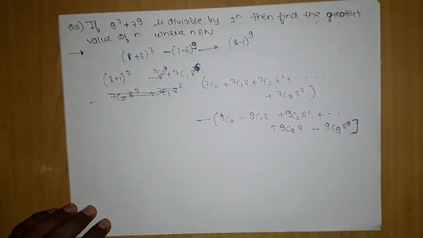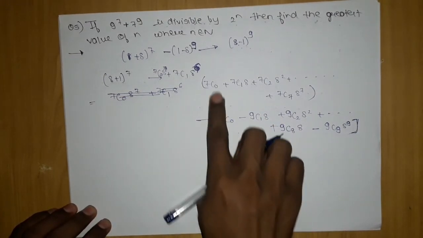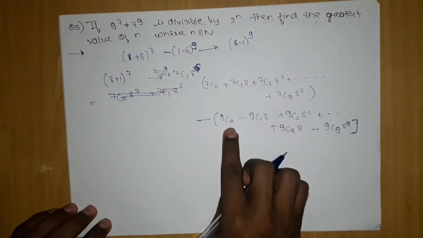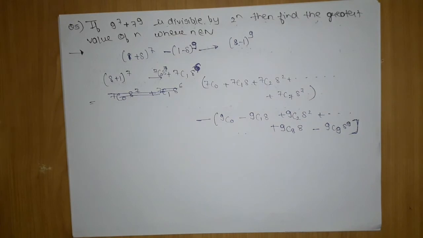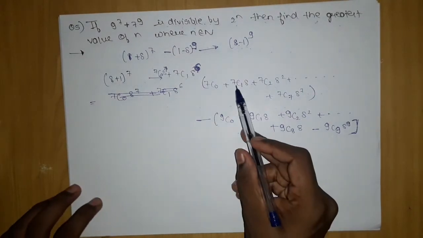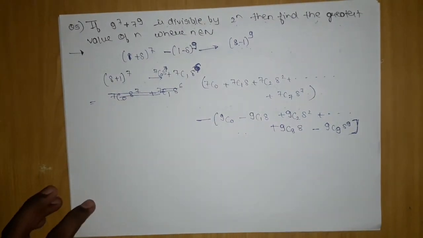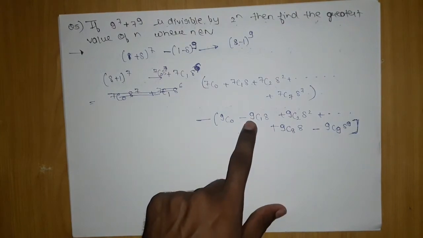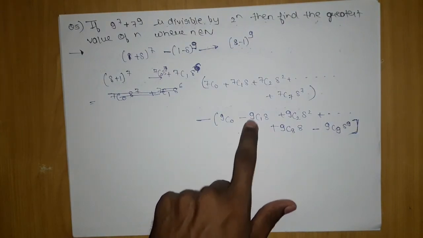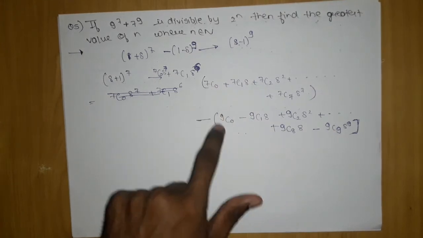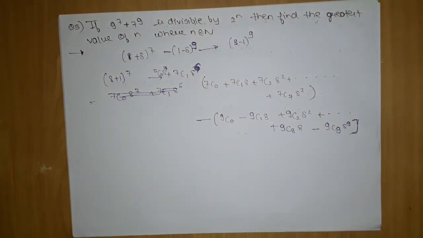So what you can see is that 7c0 and 9c0 are nothing but 1, and 1 will cancel out. This term 7c1 is nothing but 7 into 8, and this term 9c1 into 8 is nothing but 9 into 8, which will become plus. So these two will add on, while these two will get subtracted, which is 1.